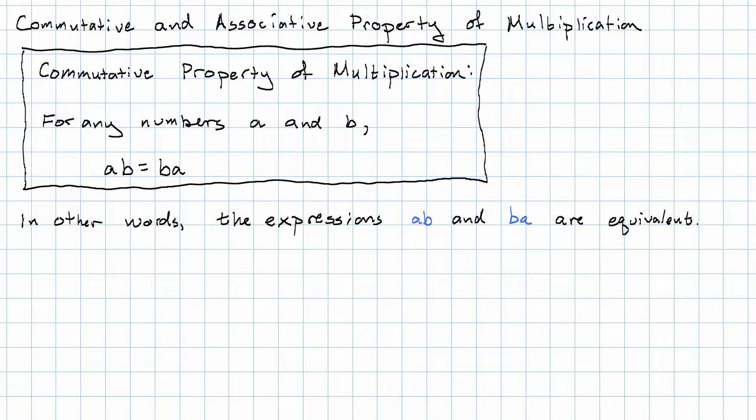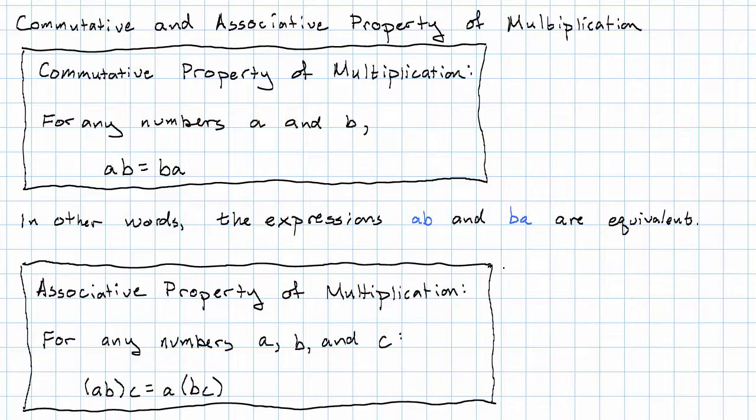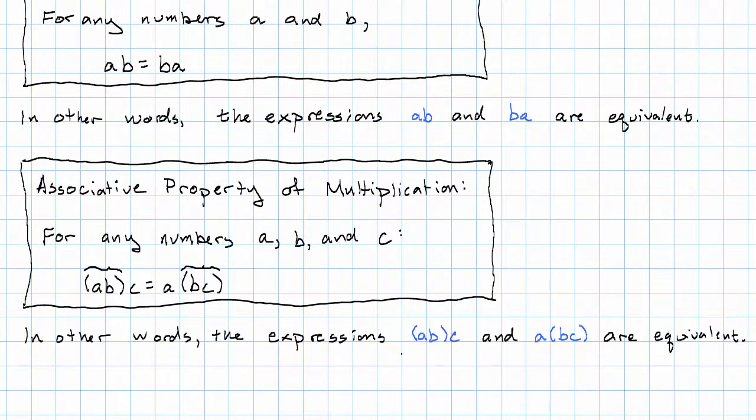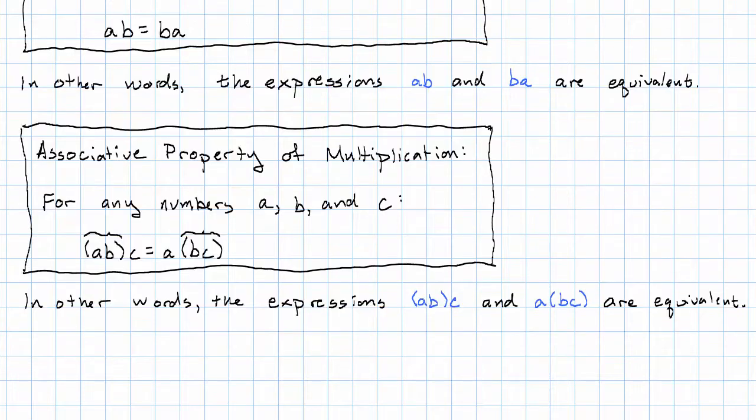Like addition, multiplication also has an associative property. For any three numbers, if I want to multiply all three together, I can multiply the first two and then multiply by the last one. Or I can multiply the last two and then multiply by the first one. Again, we can state this in terms of equivalent expressions. The expressions ab times c and a times bc are equivalent.